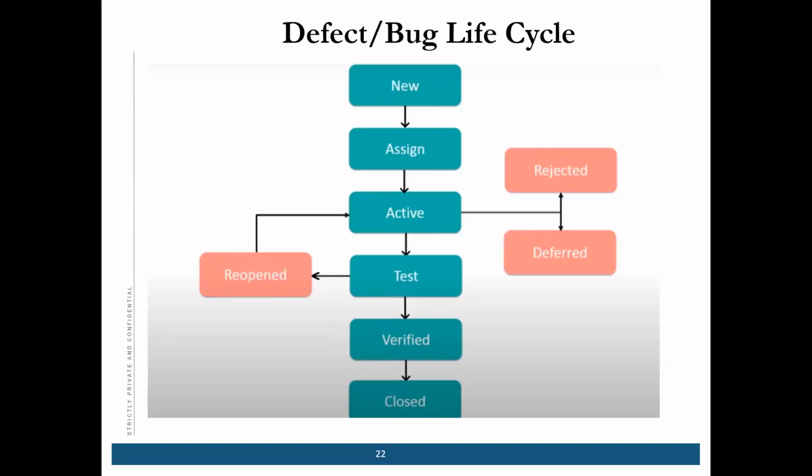After reopening, you need to assign it to the particular developer who fixed that defect. Then the developer will work on it again, it will be fixed again, tested again, and verified again. So this is the bug life cycle. This is how it goes. Any doubt in this defect life cycle? Everyone understood? Anyone has any doubt?